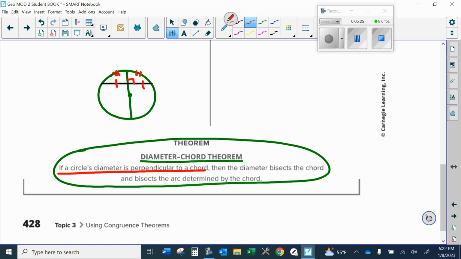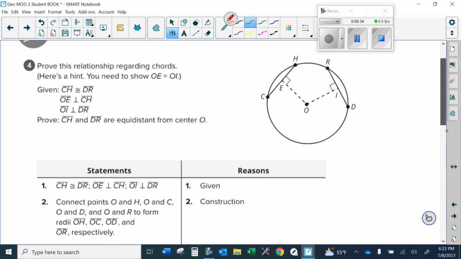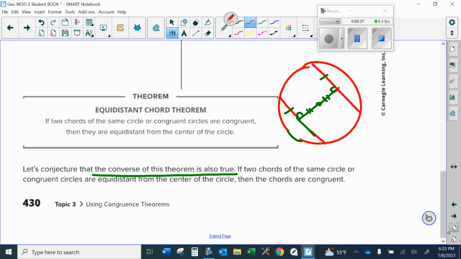So at least write down the name of it and draw that picture. Okay, now go ahead, once you've done that, and go to the bottom of 430. We have the equidistant chord theorem. So again, write down the name of the theorem on your vocab sheet, and here's the drawing off to the side here. If two chords, remember a chord is any segment that has its endpoints on the circle, and two chords of the same circle, I'm just drawing the same circle here, or I could have had congruent circles, are congruent. Now, I went ahead and put the arc, to show that they're congruent over here.